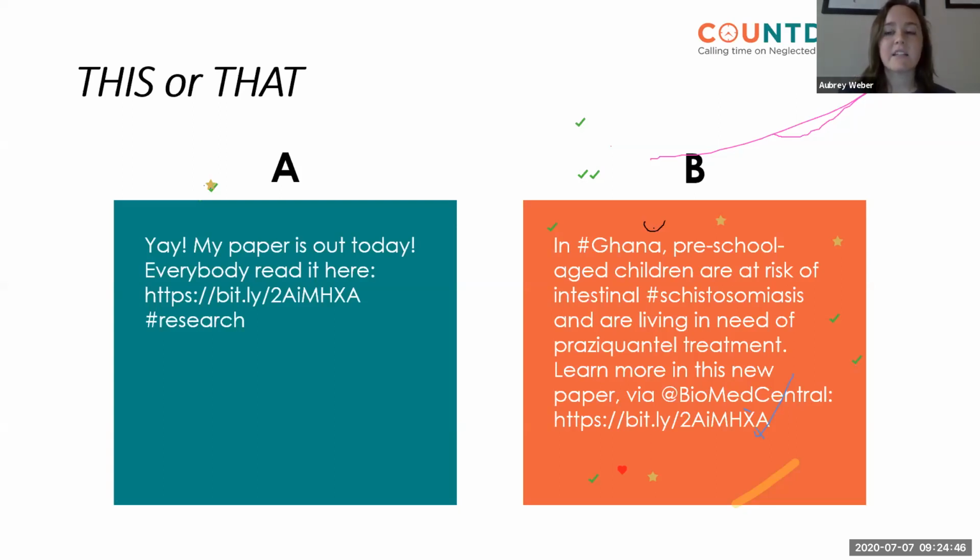So I like to think about it as, and this example is really good here actually too. And yes, B is the winner, but we have a hashtag for Ghana because the paper is about Ghana. And we have a hashtag for, sorry, I've always mispronounced this, schistosomiasis. So we've used hashtags that are really relevant and specific to the content we're talking about. But yes, tweet B is the winner.